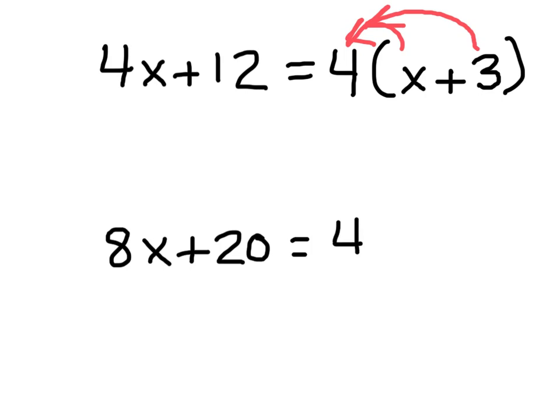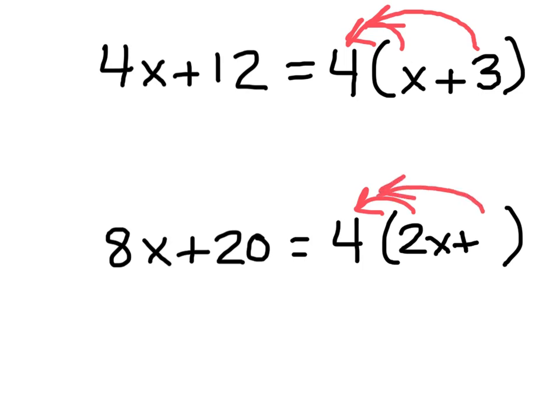So if I factor out a 4 from 8x, I'm leaving 2x behind. And if I factor a 4 out of 20, I'm leaving 5 behind. So I can make 4 equal groups of 2x tiles and 5 ones. All right, so how'd you do on that?